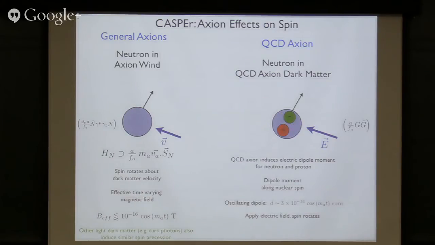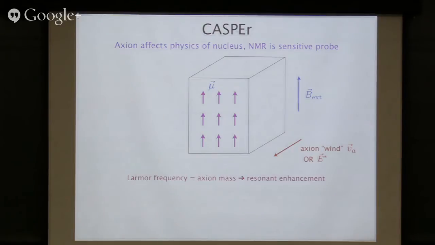So basically, the common theme that you see over here is that all of these effects are going to cause nuclear spins to precess. So if you have some way to measure that spin rotation, you can detect the axion or the input. So that's the basic idea of CASPEr. What we do is we take a bunch of nuclei from a sample of material, you align all the spins together, and then you just let the axion do its thing.